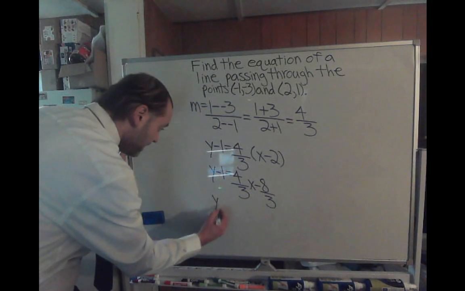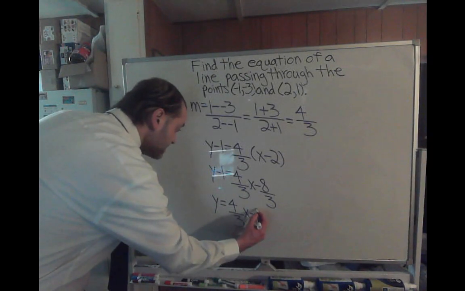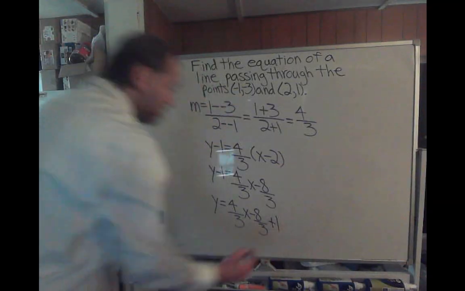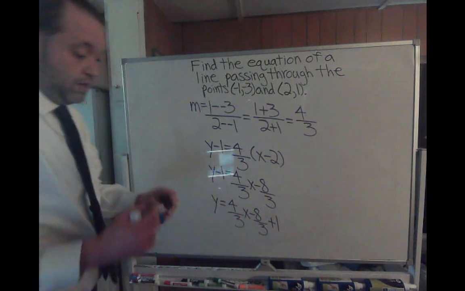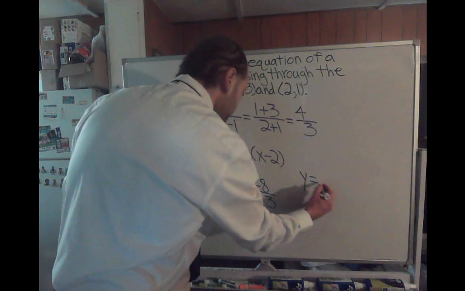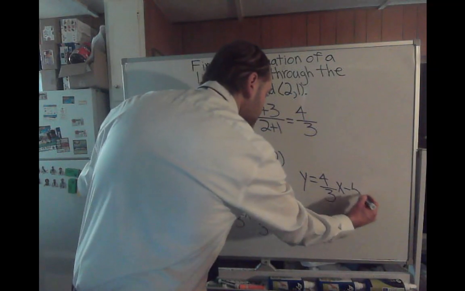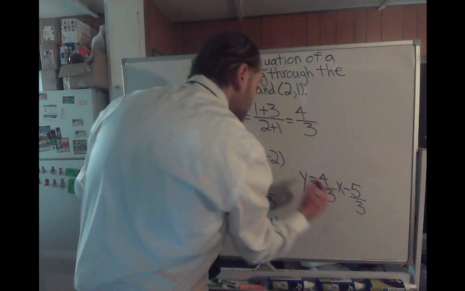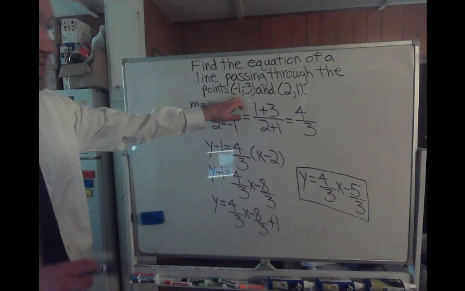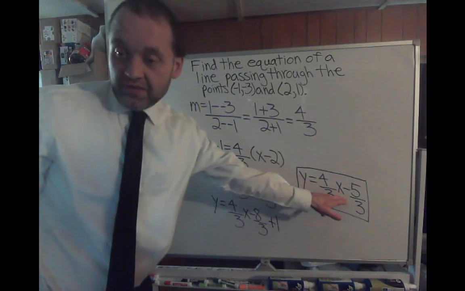Then you would have y equals 4/3 x minus 8/3 plus 1. Well, what's -8/3 plus 1? 1 is also the same as 3/3, is it not? In the end, you should get your equation being y equals 4/3 x minus 5/3. So the equation of the line passing through the points (-1, -3) and (2, 1) should be y equals 4/3 x minus 5/3.